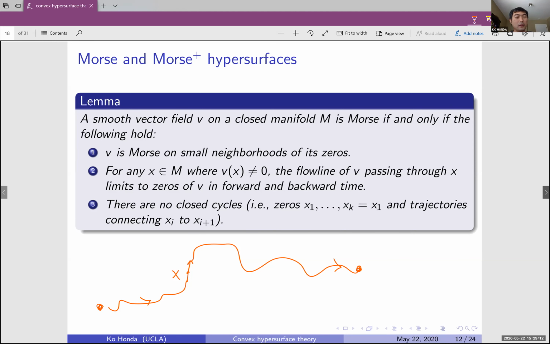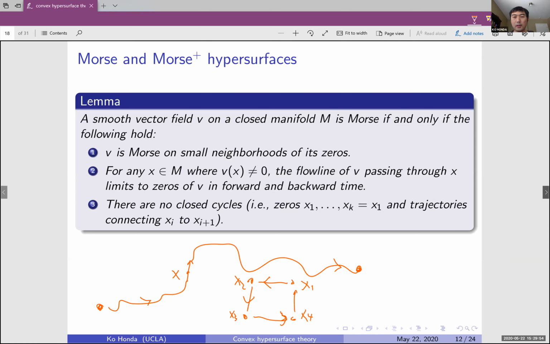And the third condition, you might think this is all the conditions you need, but if you think a little bit more, there's one more: that there are no closed cycles. Something like this. So you start with x1, x2, x3, x4, and so on, and you go around and eventually come back to itself. As long as this doesn't happen, then you know that your vector field is Morse. So that's a pretty good dynamical way of detecting when a vector field can be made Morse.